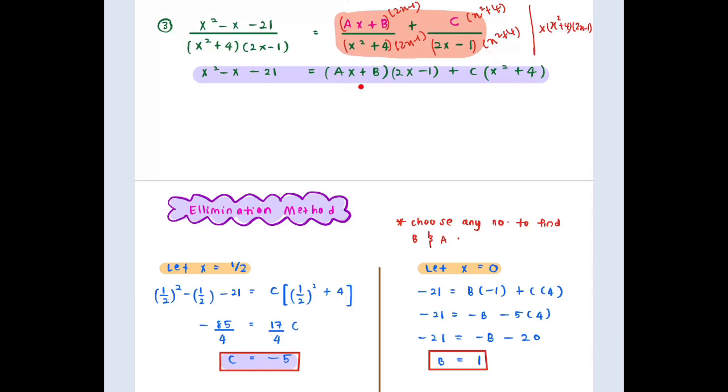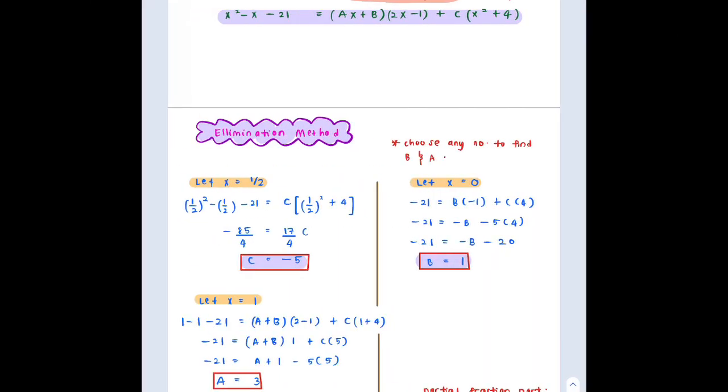Now, you don't have any other linear factor to be cancelled out. So you can choose any number now in order to find the value of b and a. So the easiest one is to let x equal to 0. So that this is 0 minus 21. And then just put in 0 here. So you'll get this equation. And then just solve this until finally you get b equal to 1.